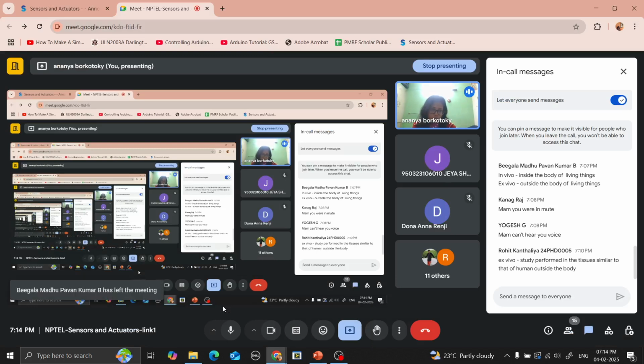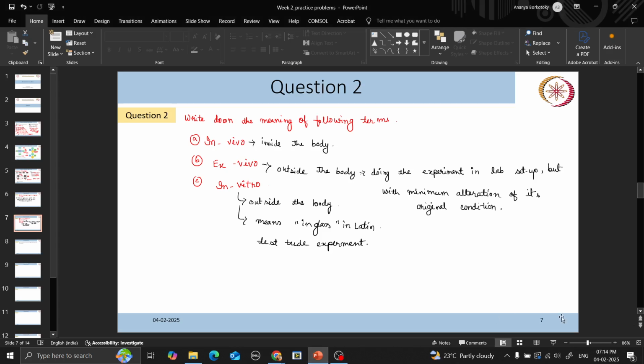Yes, a study performed in tissue similar to that of a human, outside the body. We want ex vivo analysis, and there is not much change of the tissues or the cells. The environment or the condition of the cells will be similar to that inside the body. But to do ex vivo analysis is not always possible. That is why we go for in vitro analysis, which is known as the test tube experiment.